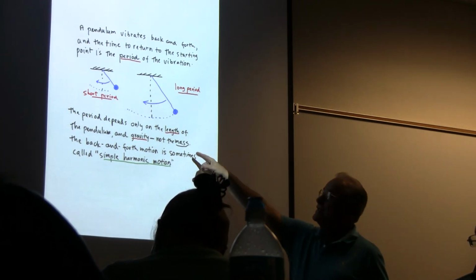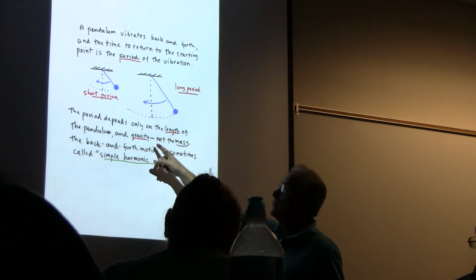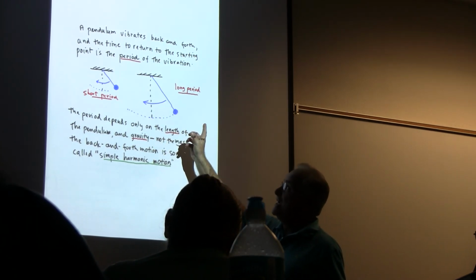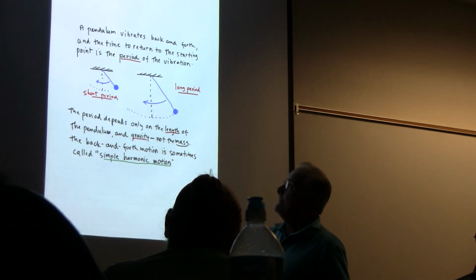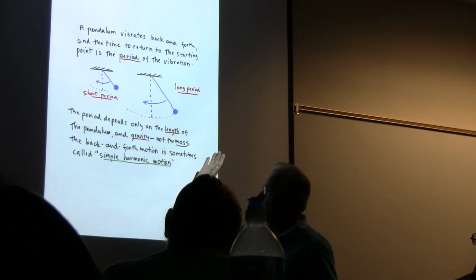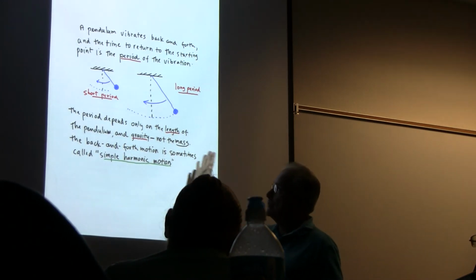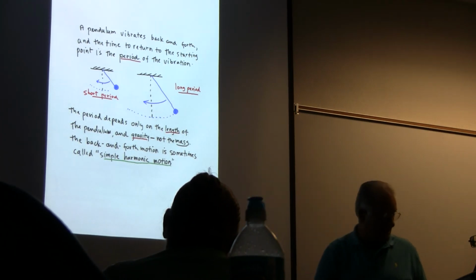But anyhow, this is the important thing, that the length is important and gravity is important. If gravity changes, then the swing will be different. This motion is called simple harmonic motion, is what it's called in science.